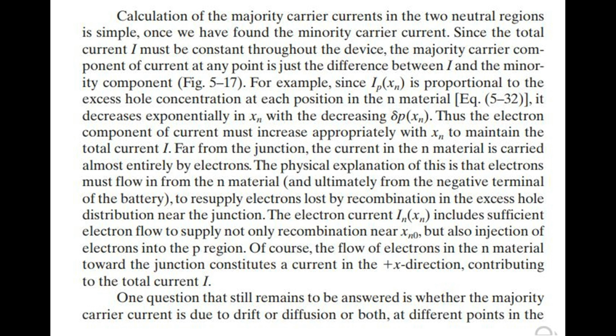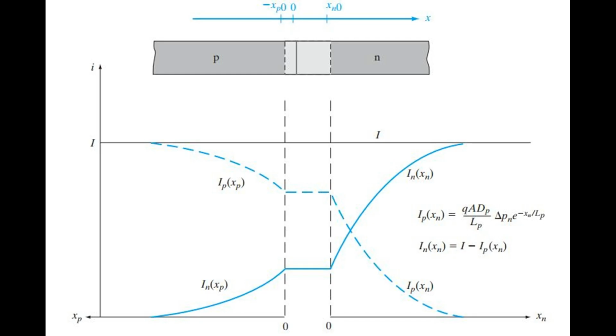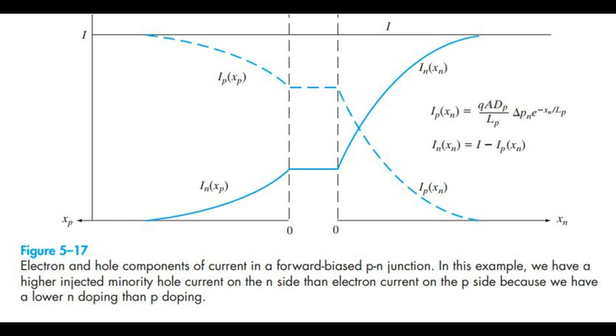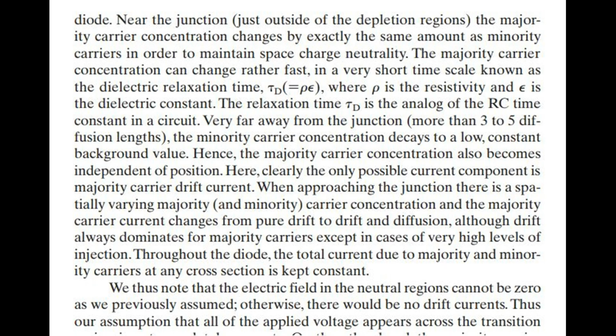One question that still remains to be answered is whether the majority carrier current is due to drift or diffusion, or both, at different points in the diode. Near the junction, just outside of the depletion regions, the majority carrier concentration changes by exactly the same amount as minority carriers in order to maintain space charge neutrality. The majority carrier concentration can change rather fast, in a very short time scale known as the dielectric relaxation time, τd equals ρε, where ρ is the resistivity and ε is the dielectric constant. The relaxation time τd is the analog of the RC time constant in a circuit.